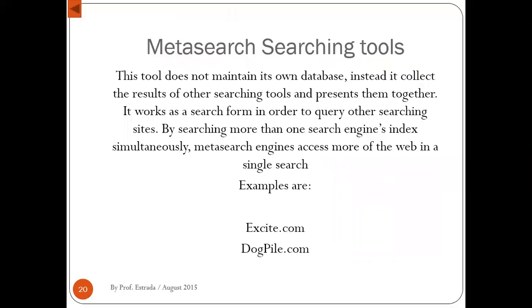The third category of searching tools is the one called meta search searching tools. Unlike the other two previous searching tools, meta search searching tools do not create or maintain their own databases. These tools collect the results from other searching sites and then present the collected results to the user. Examples of these searching tools are dogpile.com and excite.com.